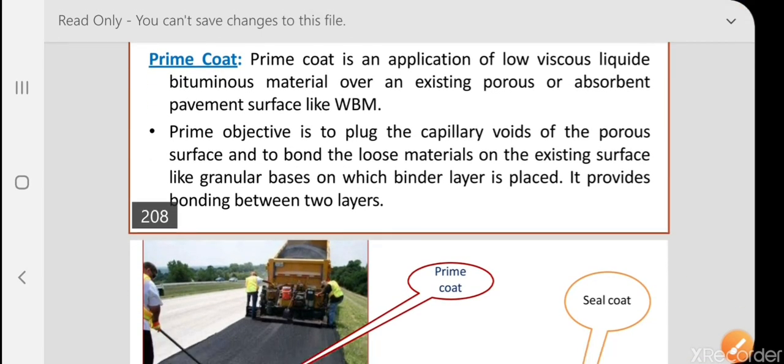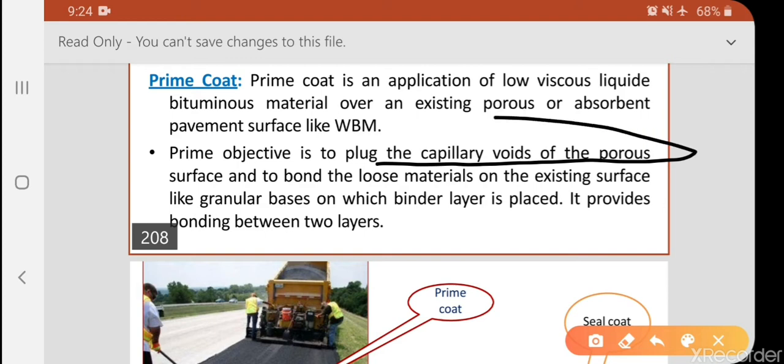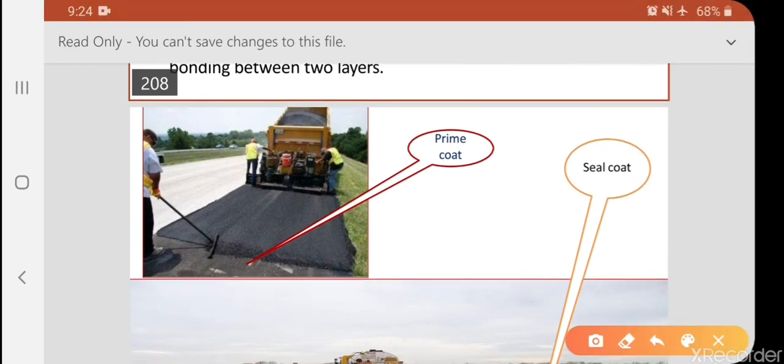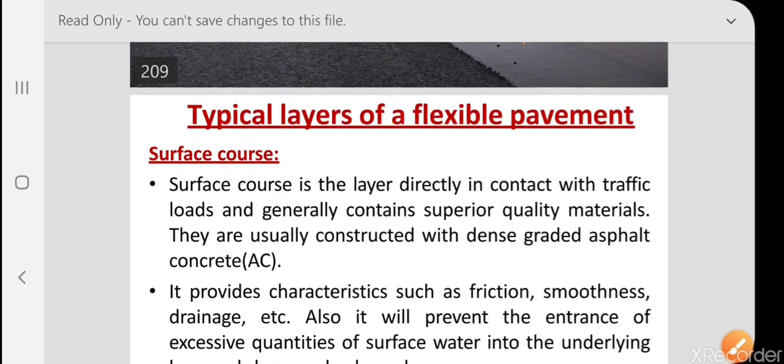That's why we provide a low viscous liquid. Next, the prime coat is a plug for the capillary voids of the porous surface, to bind the loose materials on the existing surface. See here, this one is our prime coat, and the last one is the seal coat.